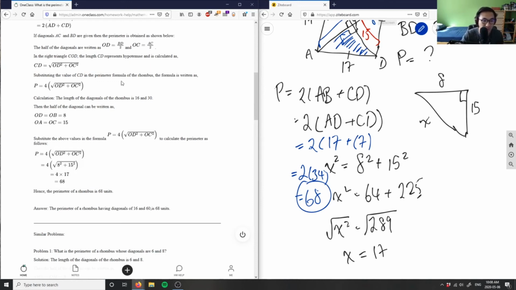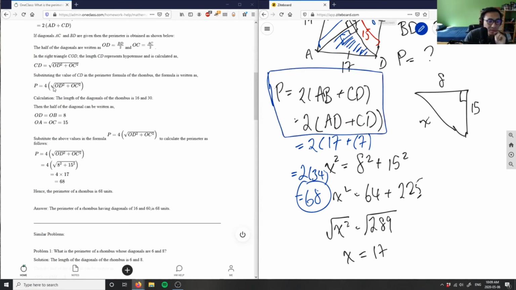They did something different than I did, because they substituted something different for the perimeter of the rhombus. I just used the initial perimeter formula, but they did 4 times the Pythagorean theorem. So they substituted this formula for AB. That works as well. It depends on how you think of the question. I thought of it as a right triangle, so I used the Pythagorean theorem to solve for this, and then substituted the number in. You can always do the algebra first, rearrange for your unknowns, and then substitute. That works as well.